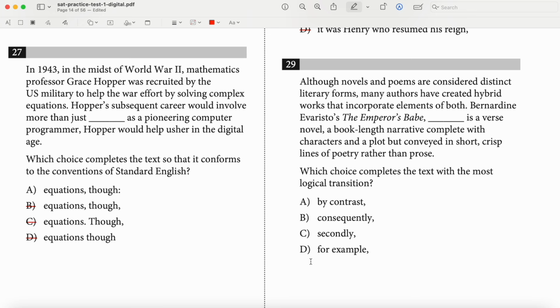That one was pretty clear. Okay. Plug it in. I do want to hear it real quick before we move on. I just want to make sure it works, but it should. Which one do you want me to plug in? D. Plug in D. Although novels and poems are considered distinct literary forms, many authors have created hybrid works that incorporate elements of both. Bernardine Evaristo's The Emperor's Babe, for example, is a verse novel, a book-length narrative complete with characters and a plot, but conveyed in short, crisp lines of poetry rather than prose. How's that sound? It sounds good. It sounds great. Yeah, that's it for sure.